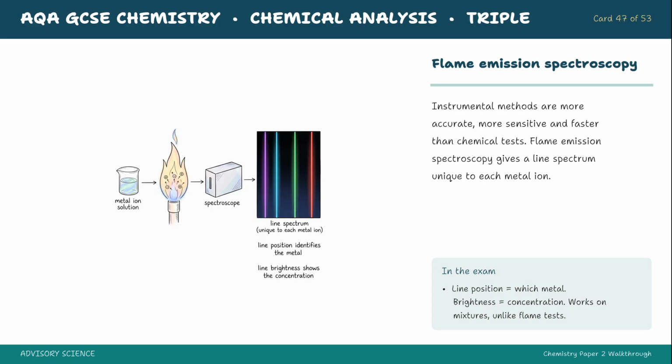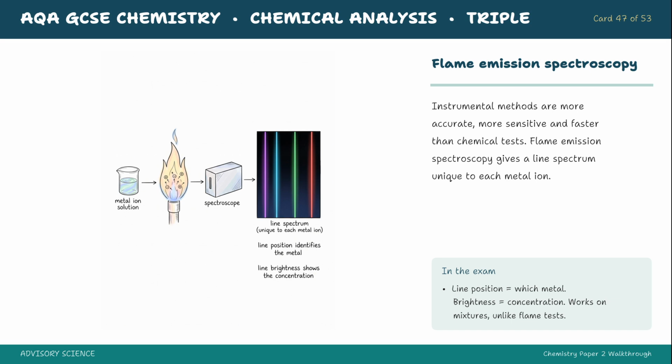Instrumental methods and flame emission spectroscopy. Modern laboratories often use machines, instrumental methods, instead of chemical tests because they're more accurate. They're also more sensitive because they detect tiny amounts, and they're much faster. One example you must know is flame emission spectroscopy. This is used to identify metal ions in solution.